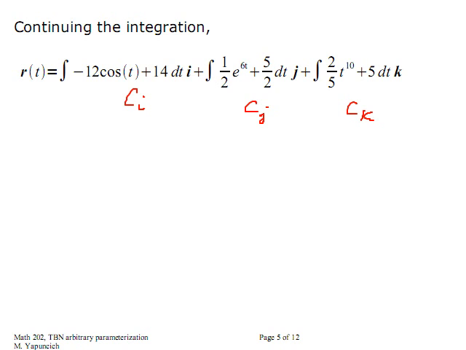But to evaluate those constants of integration, you would need some value for the position. For example, if you had r at 0 was something, 3 in the i direction minus 10 in the j direction plus 6 in the k direction, you can use that to solve for your ci, cj, and ck. But remember, this 3 does not give you a value for ci, the minus 10 does not give you a value for cj, and the 6 does not give you a value directly for ck. Instead, you have to take your integral, and then you have to evaluate it at, in this case, t equals 0.